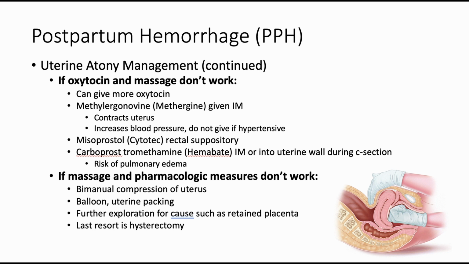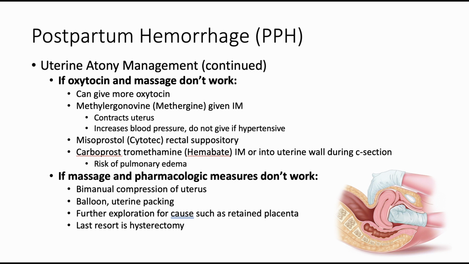Know the contraindication, though. It's going to increase the blood pressure, so if they're already hypertensive, we have to skip the Methergine. We can't give them Methergine. Okay. Cytotec, that's also, again, the same thing, contract the uterus. That's going to be a rectal suppository, right? So we put that in rectally.